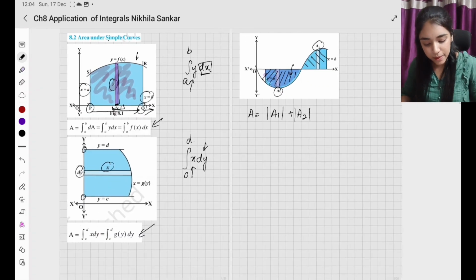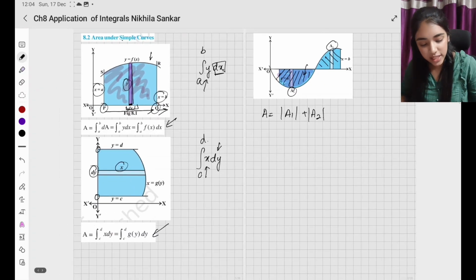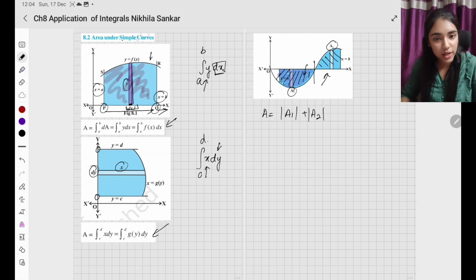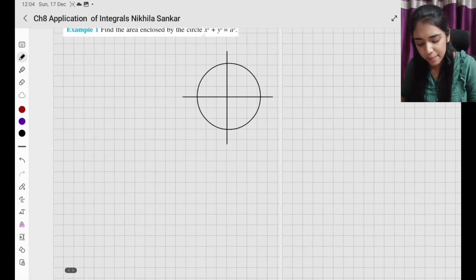ஓகே, simple. So we are going to add the two areas. So இந்த இடத்துல split பண்ணலாம். So இந்த particular area plus இந்த particular area. So A1 plus A2 அப்படின்னு போடும்போது you are going to get the absolute value which is going to be the total area.